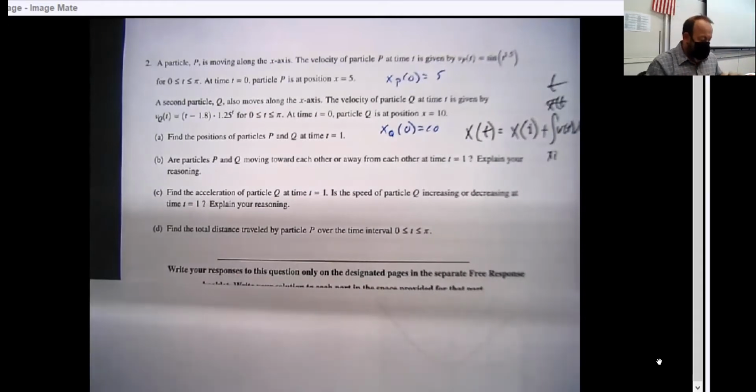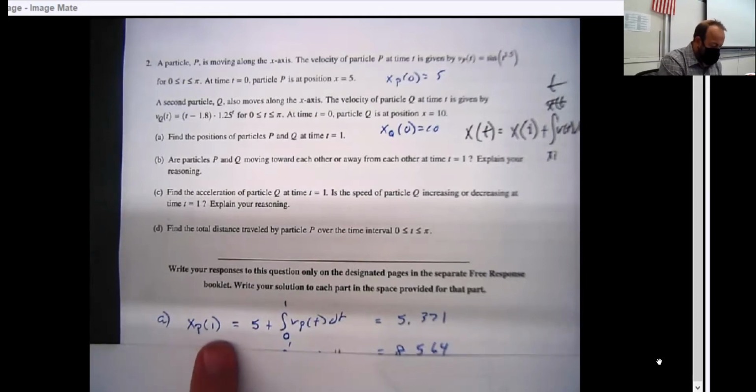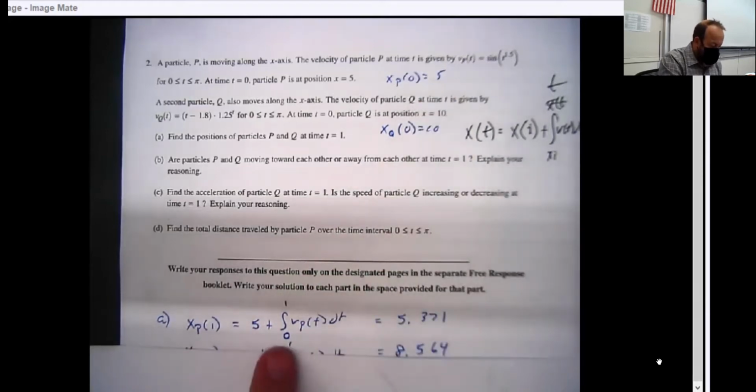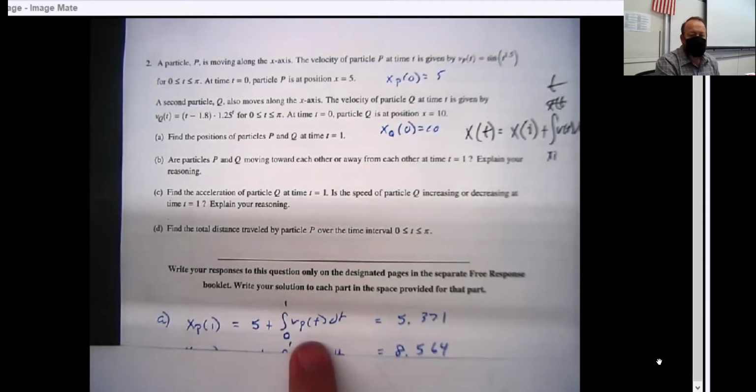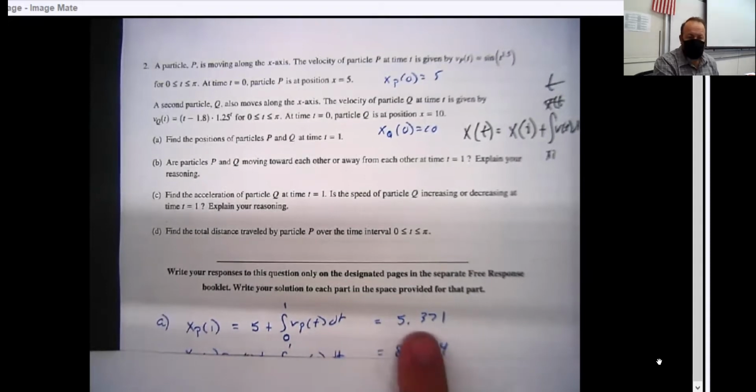So I'm just going to write my answer as I go. In A, if I wanted to know where particle P is at 1, it would be 5, because that was its initial condition, plus, since that happened at time 0, the integral from 0 to 1. This is calculator active, so I didn't sweat this at all. I literally just typed this one as Y1 and got it. So 5 plus that FNINT gave me 5.371.